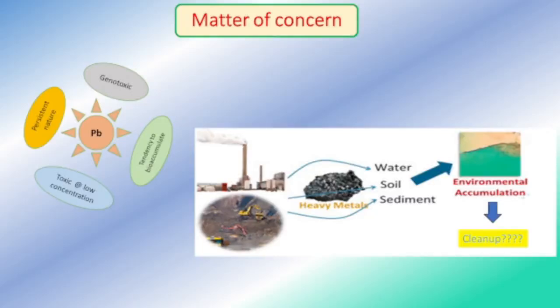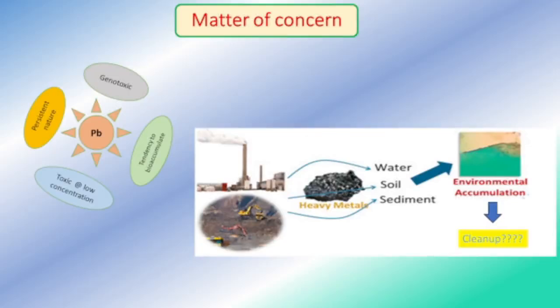Why is lead a matter of concern? Lead is not degraded, hence it persists in the environment for a longer period of time. It is genotoxic, it has a tendency to accumulate in living organisms, and it is toxic even at a very low concentration. Lead from various sources gets accumulated in different compartments of the biosphere like water, soil, and sediments.